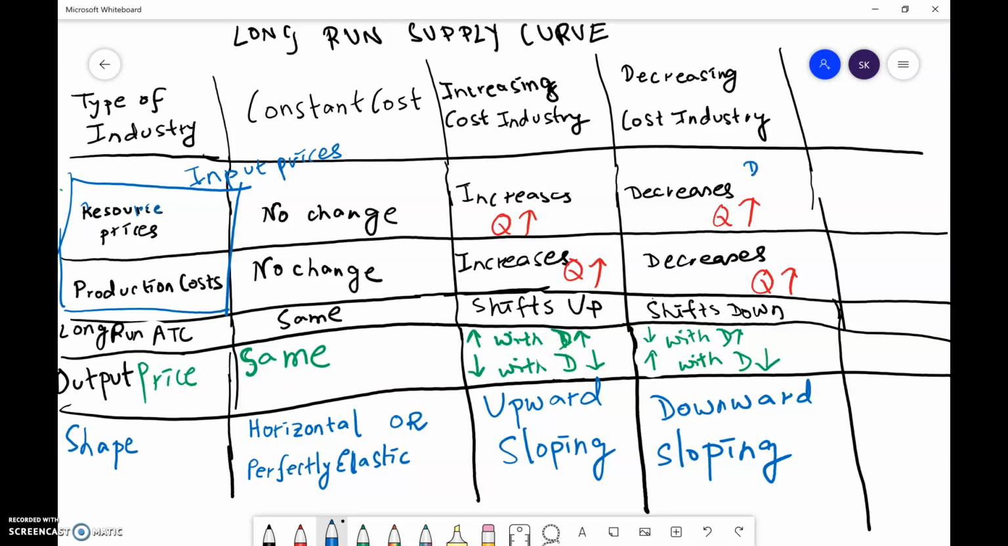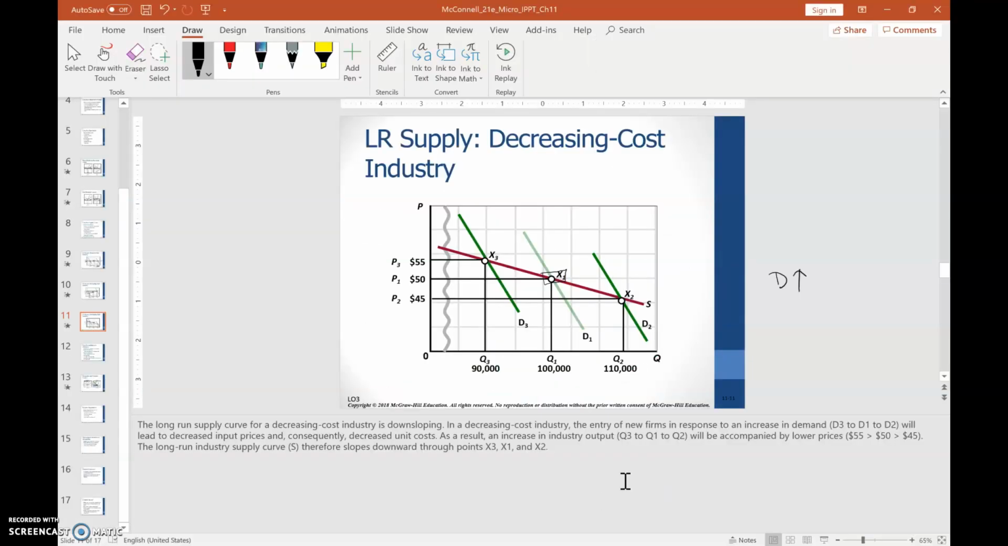So when the demand is up, quantity is definitely up. The input prices are gonna go down. The long run average cost is gonna go down. The price goes down with demand increase. Let's look at this graph here. Demand increased from D1 to D2. The price went down from $50 to $45, and quantity went up from 100,000 to 110,000.